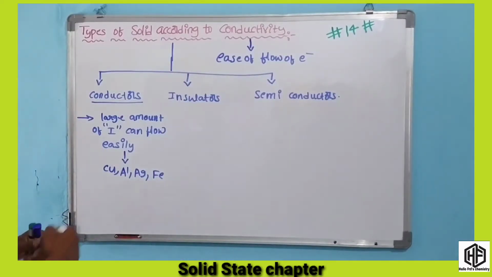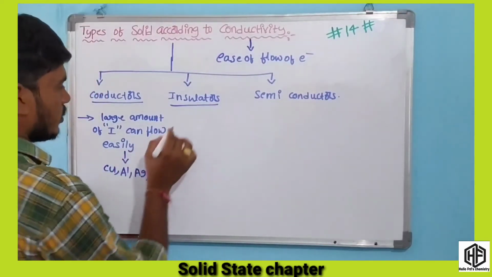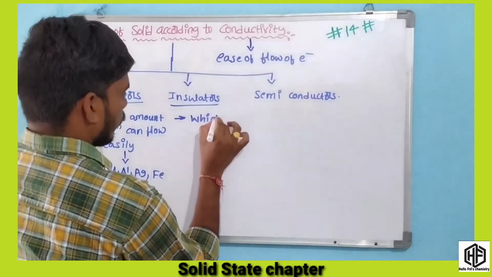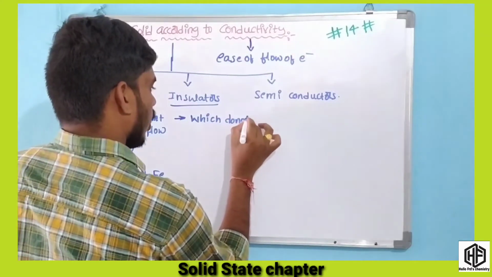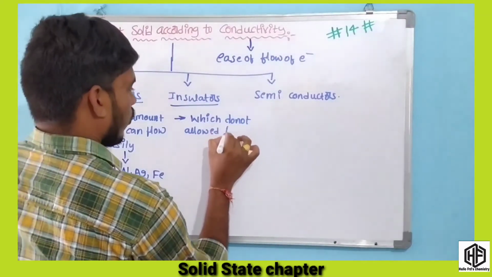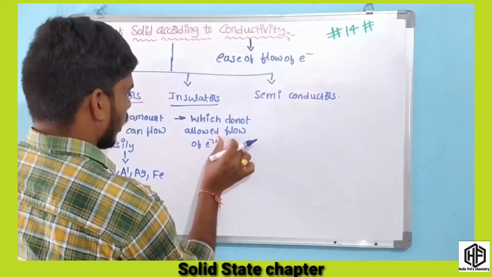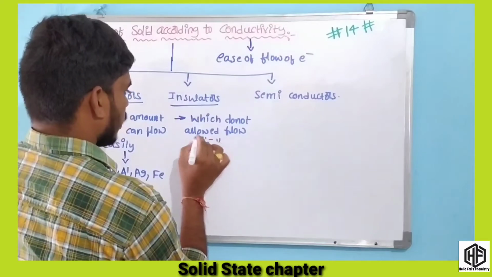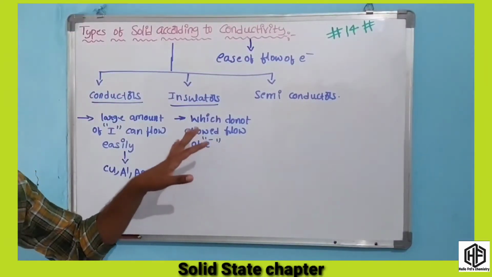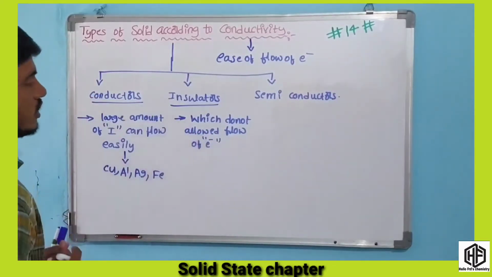Now what about the insulator? An insulator is a substance which does not allow the flow of electrons. That is called an insulator. It means it does not conduct electricity.